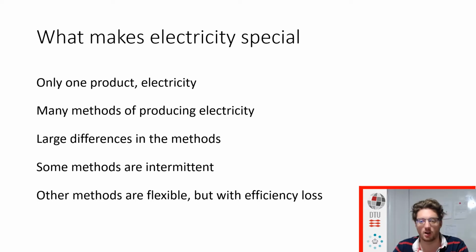Some are basically free but uncontrollable. Some are more expensive but freely flexible, and some are in between. Some methods, yes, are intermittent, which especially the renewable ones that we are very interested in normally to model. Other methods can be flexible in the use, but that comes with an efficiency loss for the technology itself. We will not cover that here, but it does get important later on.